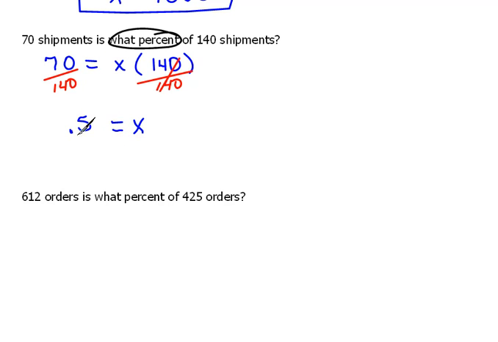So in order to get the true answer here, we need to move our decimal over two places to get 50%. Now think about whether that makes sense or not. 70 out of 140 would be half, so that would be 50%.